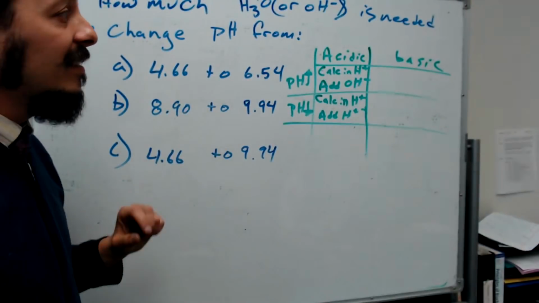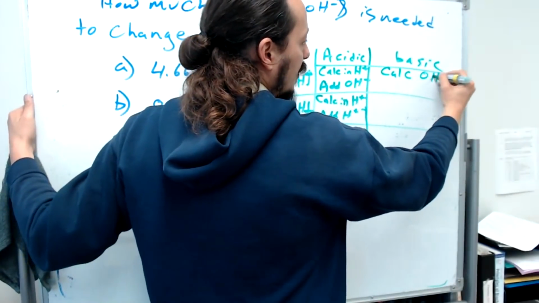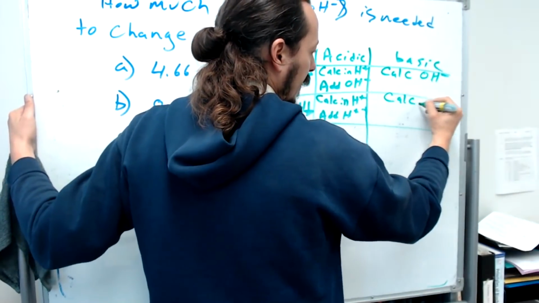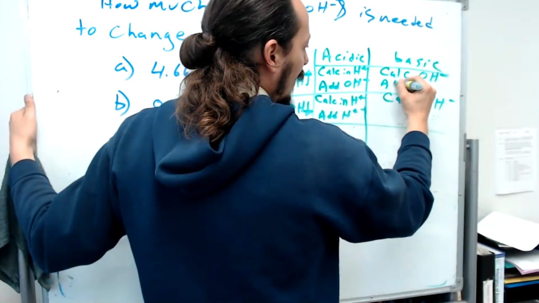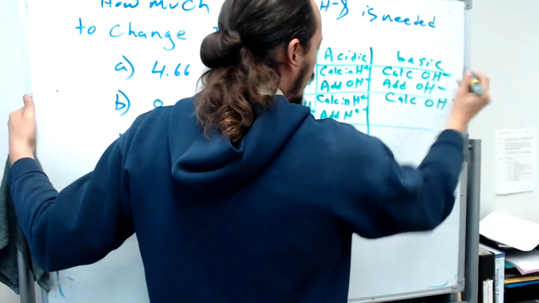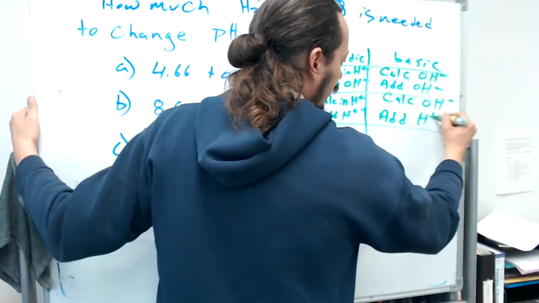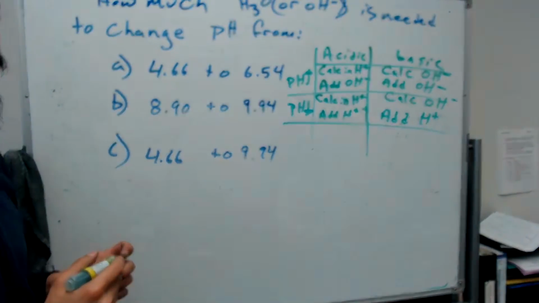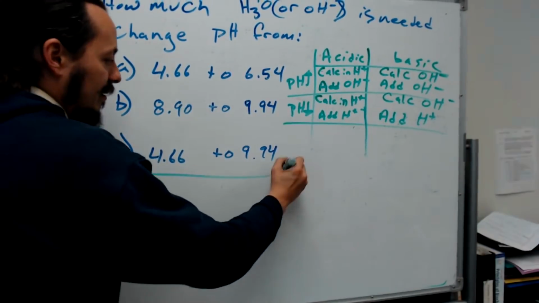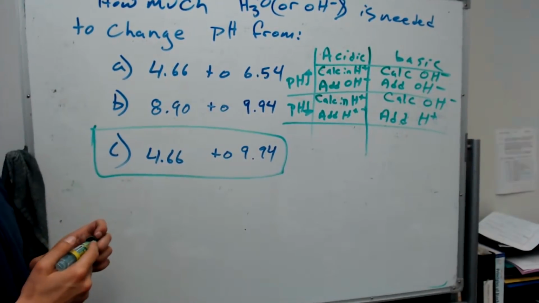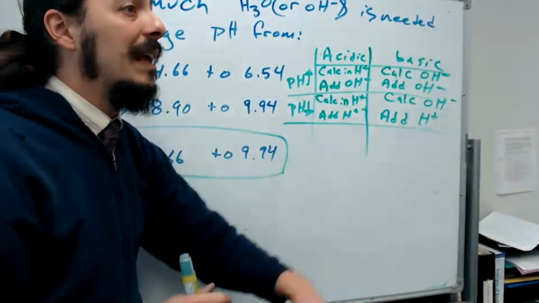If we're in basic conditions, we're going to do our calculation in terms of OH minus. And again, if our pH is going up, we add OH. And if our pH is going down, we add H+. So we've got 4 different situations that we need to worry about. And then the really interesting one, as you cross, because you're going to switch from acidic to basic conditions.